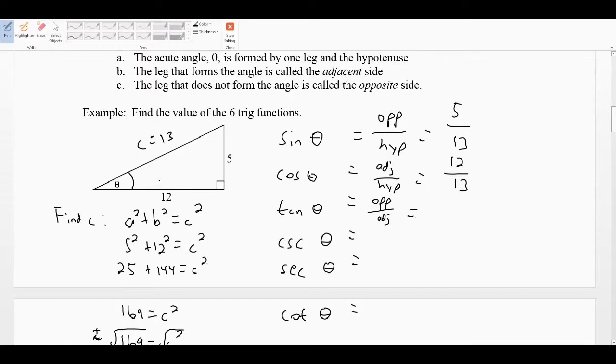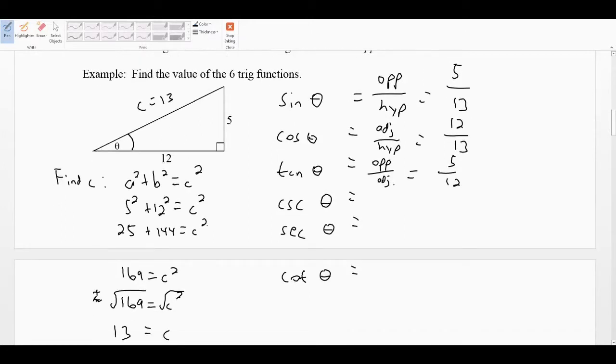Tangent is opposite over adjacent. Here's our theta. The opposite side is 5. The adjacent one is 12. 5 over 12. Now cosecant is the reciprocal of sine, or also known as hypotenuse over opposite, which means we're just going to take the 5 over 13 and flip it over.